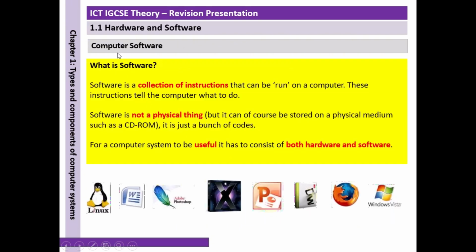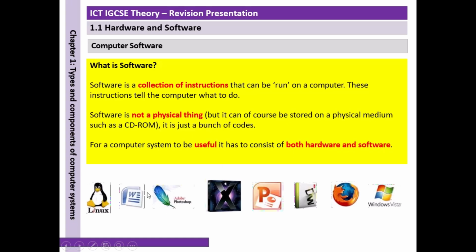So the next screen. Here they're talking about computer software. What is software? Software is a collection of instructions that can be run on a computer. These instructions tell the computer what to do step by step. Software is not a physical thing, but it can, of course, be stored on a physical medium such as a CD-ROM, a DVD-ROM, or a Blu-ray. It is just a bunch of codes. For a computer system to be useful, it has to consist of both hardware and software.